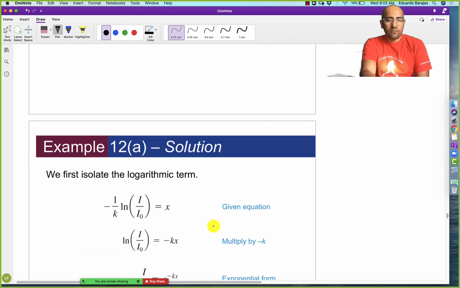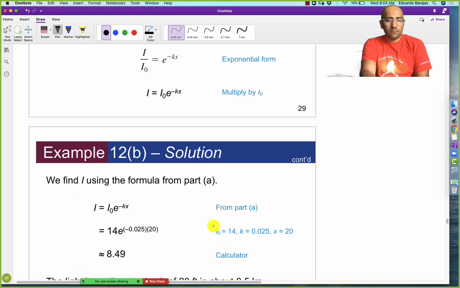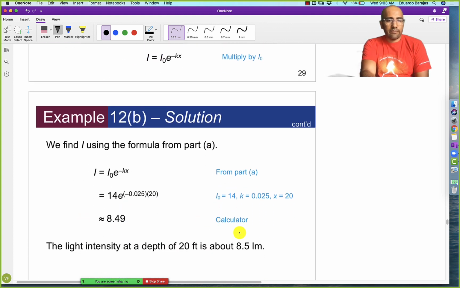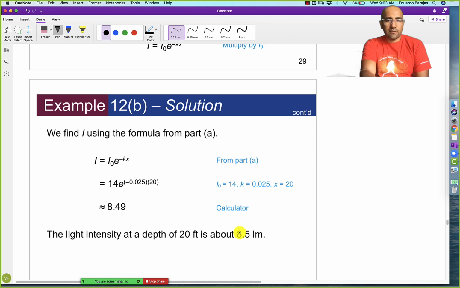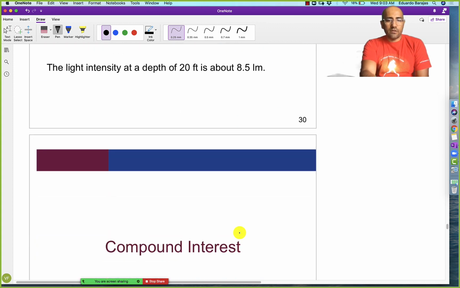Questions? Approximately 8.5. Light intensity at a depth of 20 feet is about 8.5 lumens. Any questions?